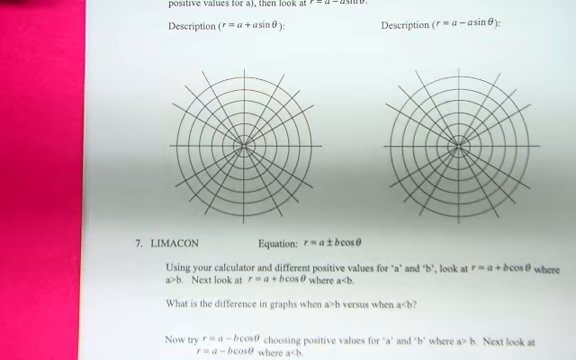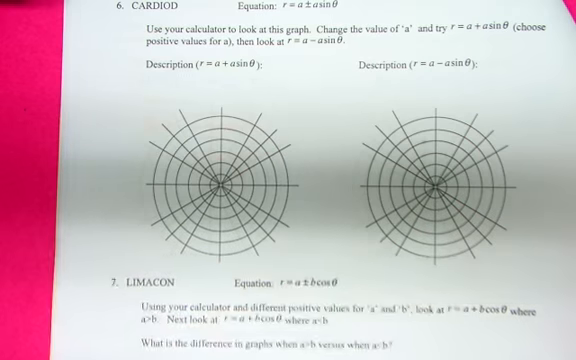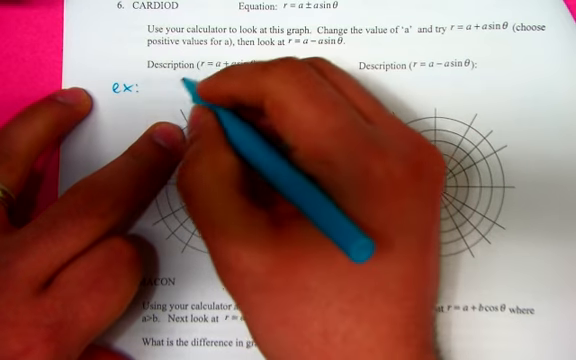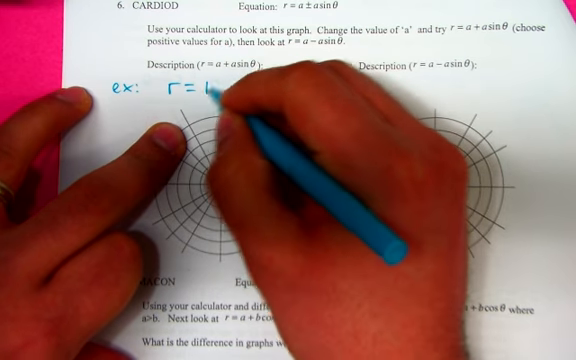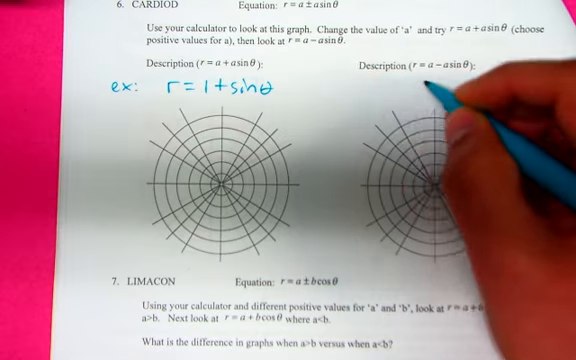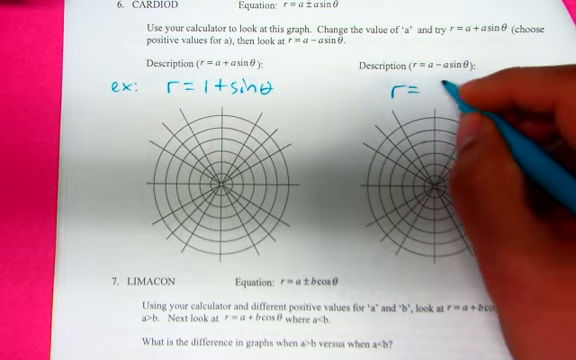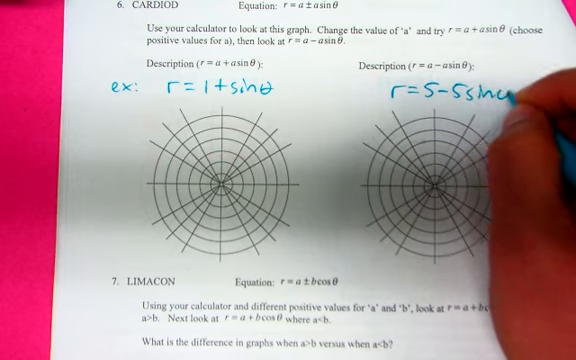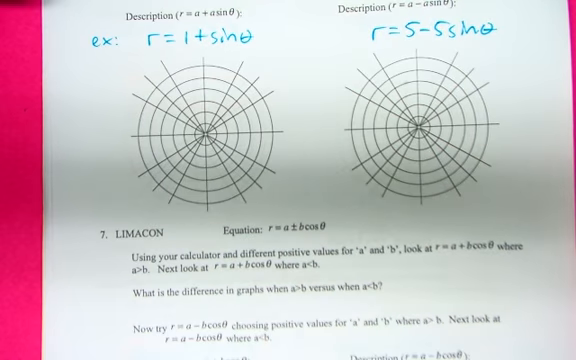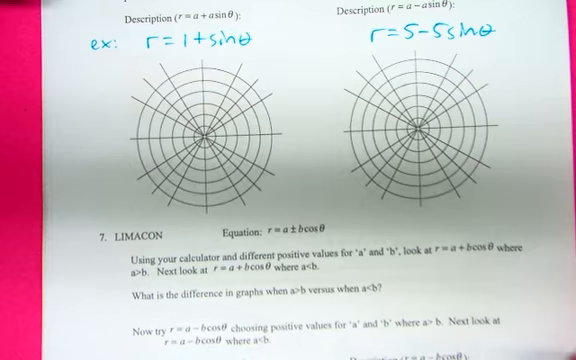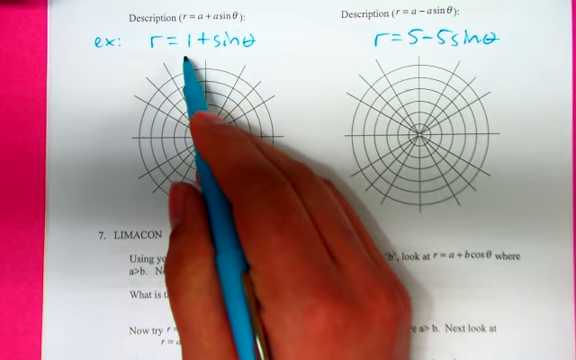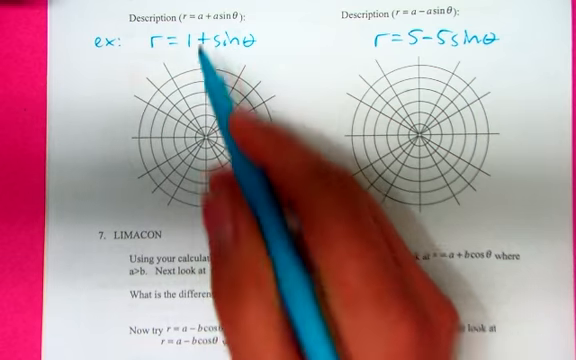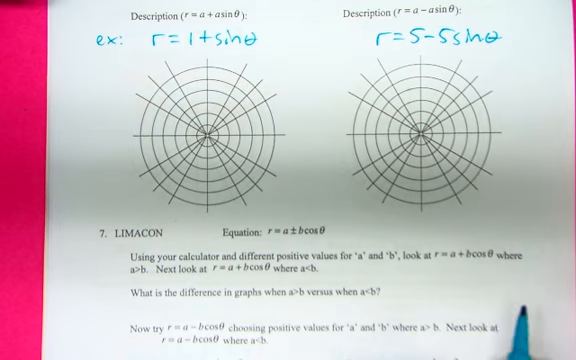I think at this point you guys already know what's going to happen, so let's just do some examples. If I have r equals 1 plus sine theta, and let's say r equals 5 minus 5 sine theta. Do you ask if there's a 1 in front of sine? Yes. If it's not written here, you know there's a 1 there. You can write it in if you want, but you are going to use that.